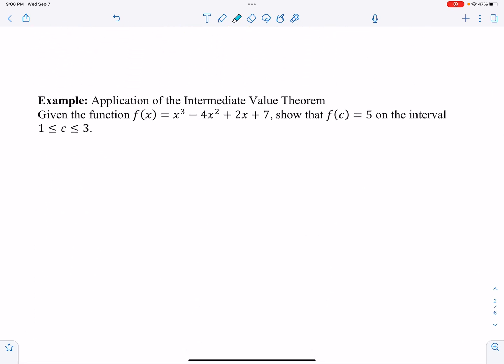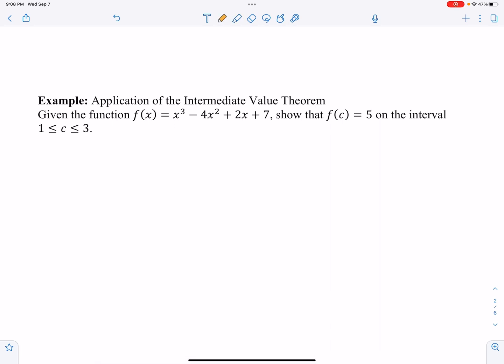Okay, so given the function, we're going to do another similar type problem. This isn't for a 0, but given the function f of x, show that f of c is equal to 5 on the interval from 1 to 3. Now notice, it wasn't stated that this function is continuous, but you guys know that f is a polynomial function and is therefore a continuous function.